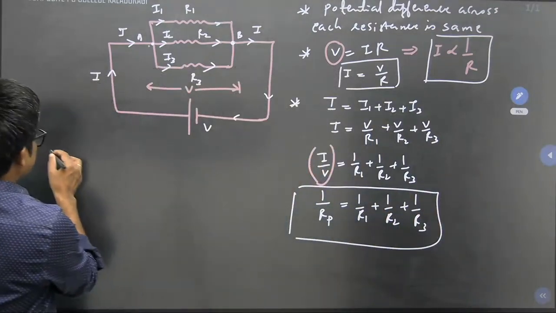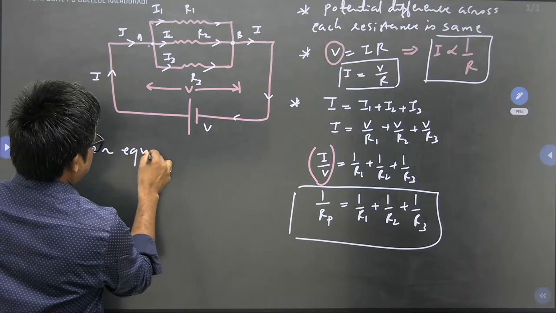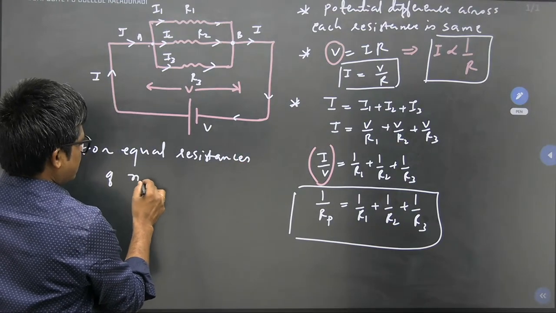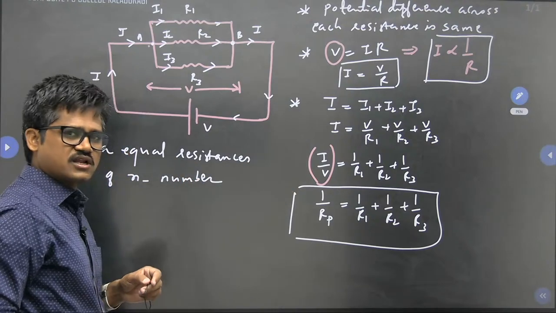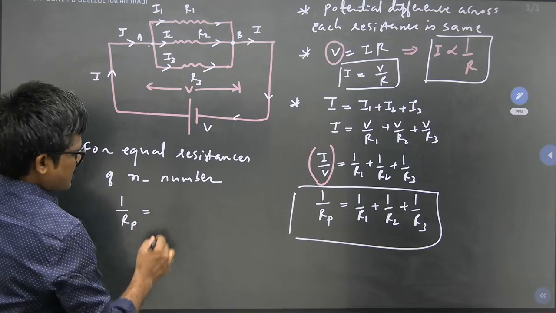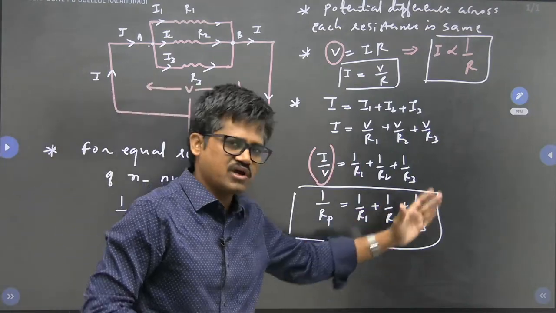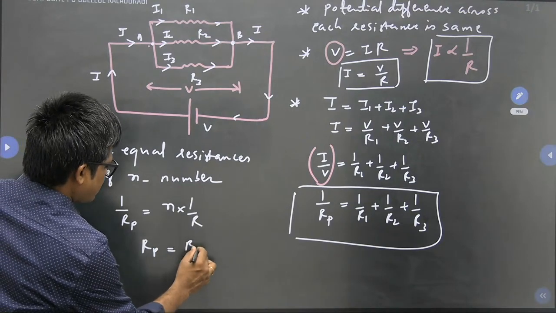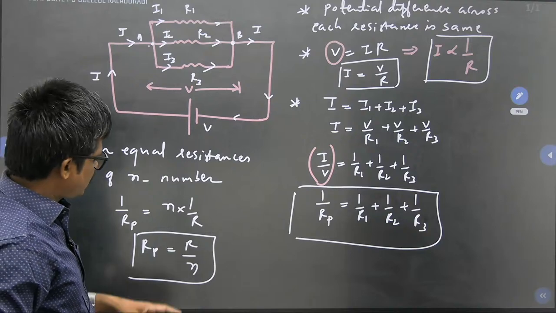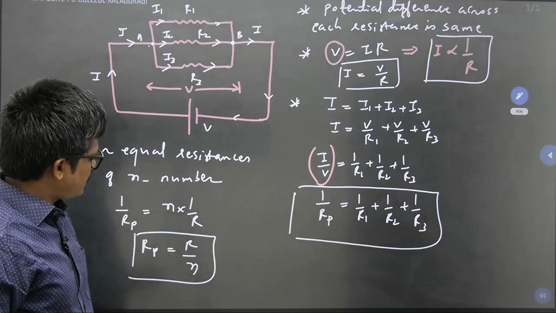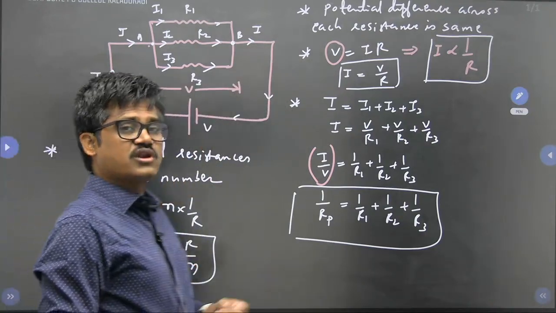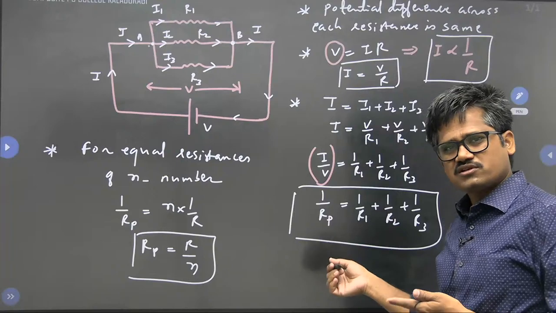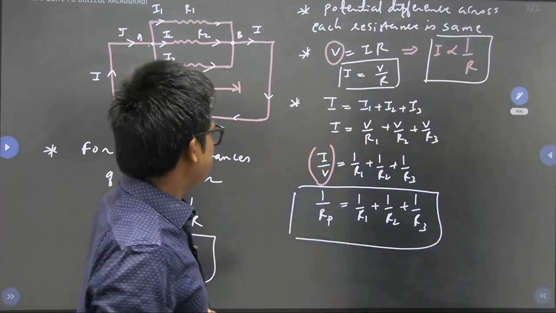Now, suppose you have equal resistances, n such resistors connected in parallel. The effective resistance is 1 by R, 1 by R, 1 by R, so it is n times 1 by R. So Rp will be R by n. If you have two equal resistors in parallel, take n as two; if three equal resistors, take n as three. This holds for equal resistances only. So this is the parallel combination. Using LCM and so on, you can also find the equivalent resistance. Got my point? Okay, now let me move on.